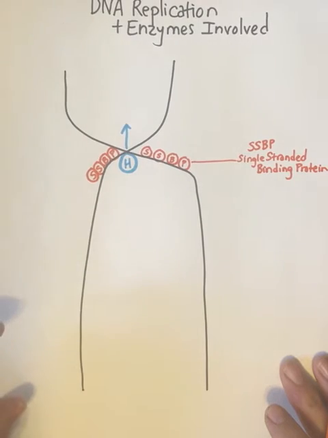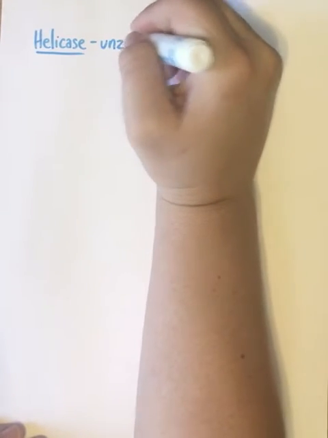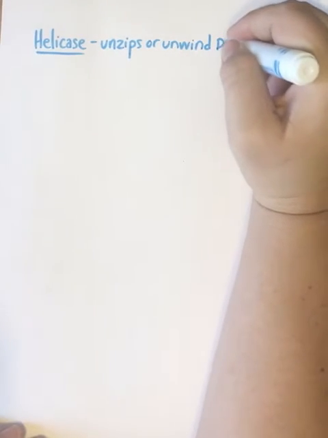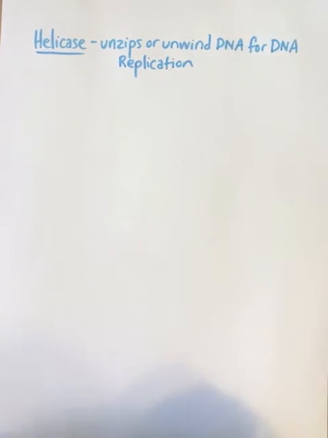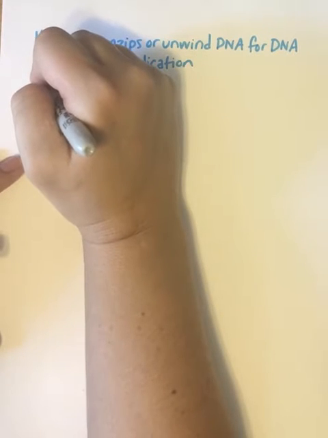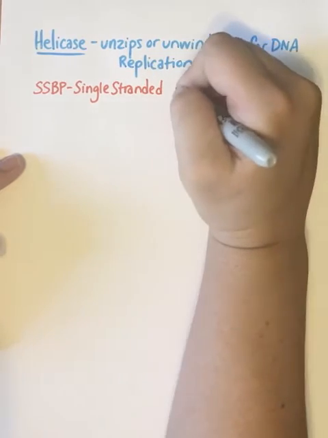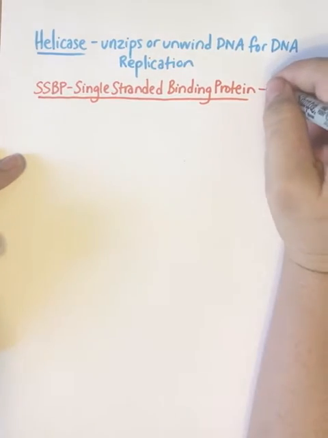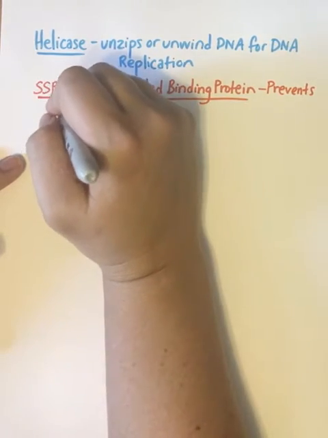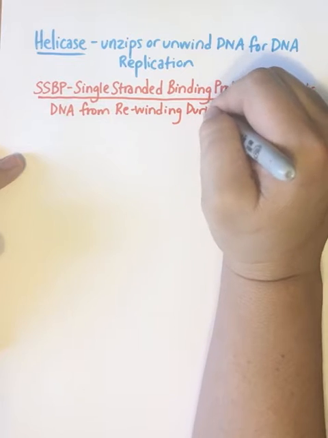So, I'm going to actually do 2 papers because it's going to run out of time or room. Helicase unzips or unwinds DNA for DNA replication. SSBP, single-stranded binding protein, prevents DNA from rewinding during replication. Pretty important.